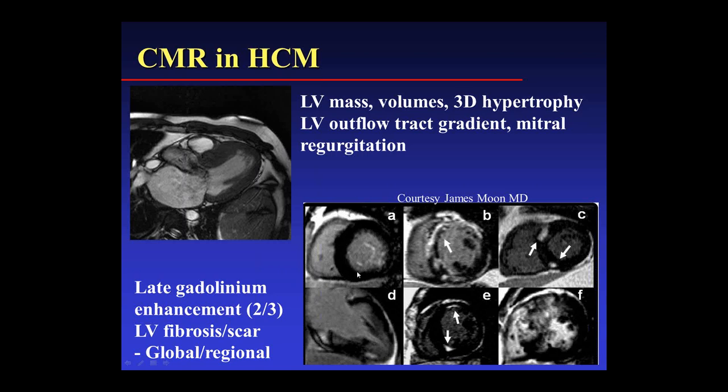Patient A has no scar in the heart. The heart muscle looks black here. This is the heart cut like a bread loaf in the short axis. So you can see that the septum here is thicker than the other walls, but there's no bright white in the myocardium. It's all dark black. That signifies no late gadolinium enhancement, no scar.